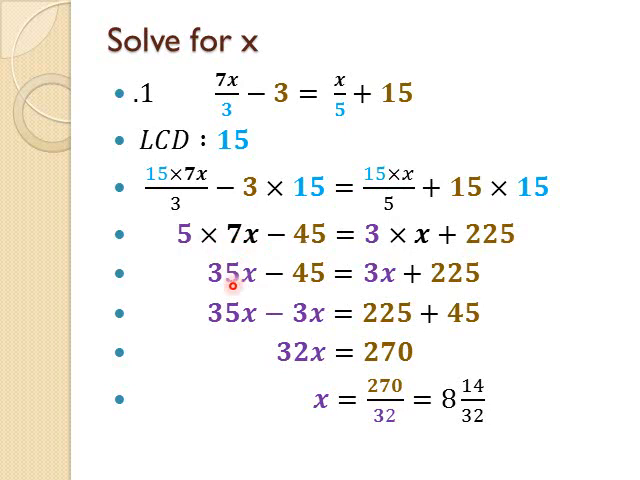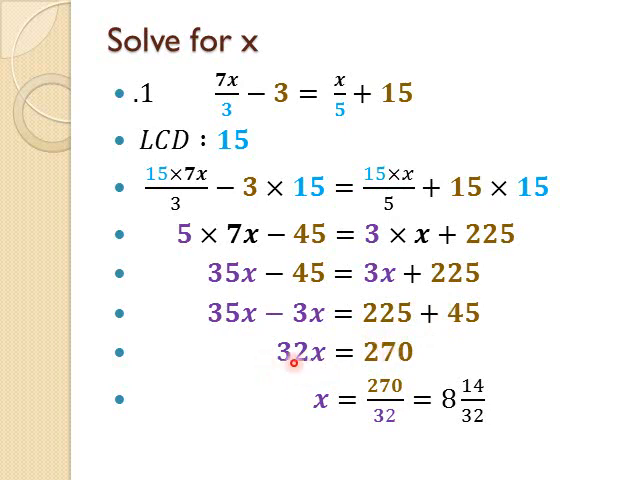5 times 7x would give me 35x. 3 times x, 3x, right? So take them to the same side, 35x. If it's positive here, it becomes minus 3x. They have 225, negative 45. If I take it over, it becomes plus 45, which gives me 270.